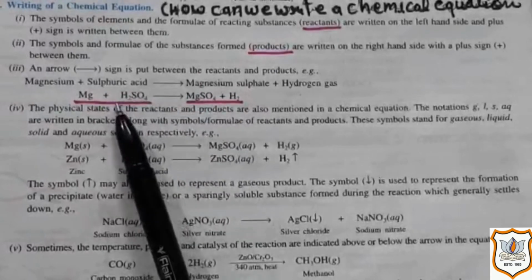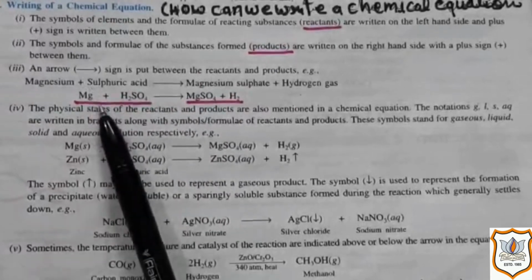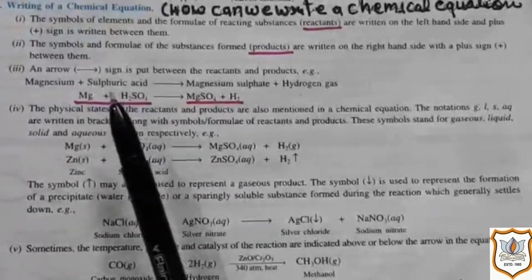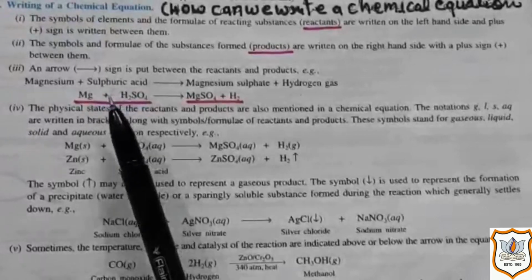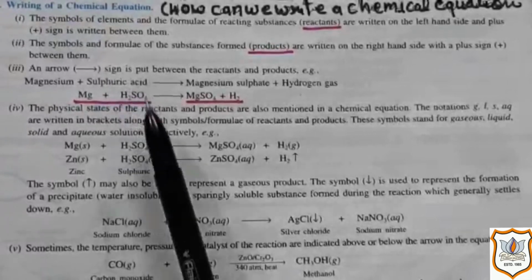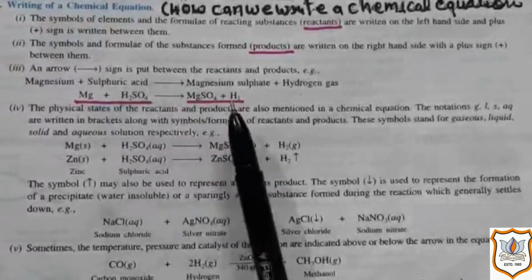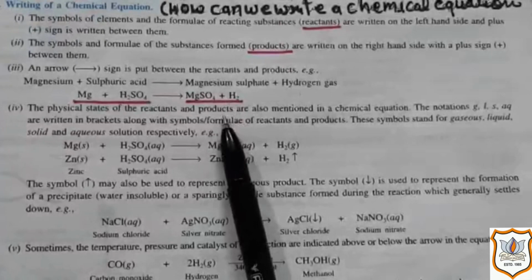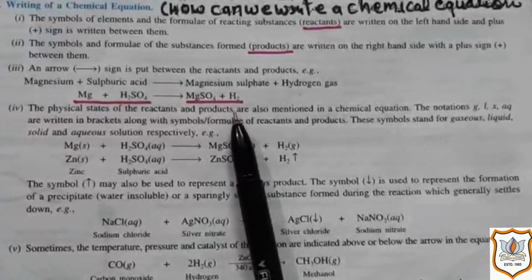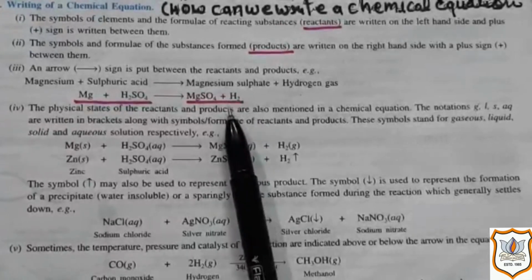So here the question comes: what are the reactants and products? Student, the substances which are involved in a chemical reaction are known as the reactants, and the substances which are formed at the end of the chemical reaction are known as the products.